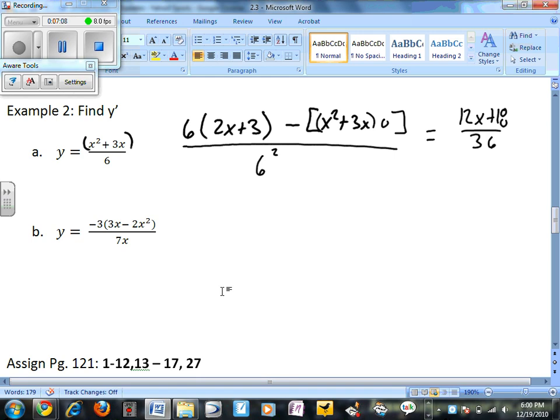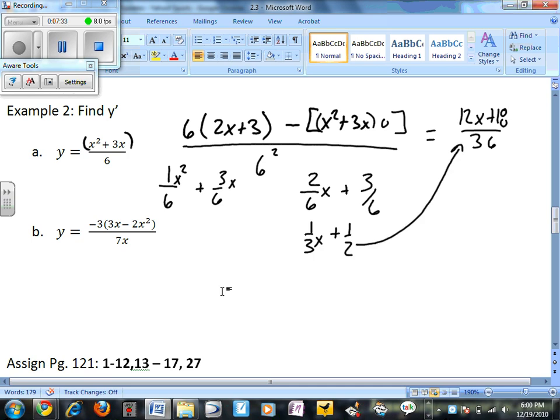Let's check that out, see if we get the same thing. If I have 1/6 x squared plus 3/6 x, well, I bring down the exponent, so I'll have 2/6 x plus 3/6. Okay, so that's 1/3 x plus 1/2. Is that the same as what I should have gotten up here? Well, it looks like 12x over 36 plus 18 over 36. That is, in fact, 1/3, and that is, in fact, 1/2. So we get the same thing. Just tells us the quotient rule works.